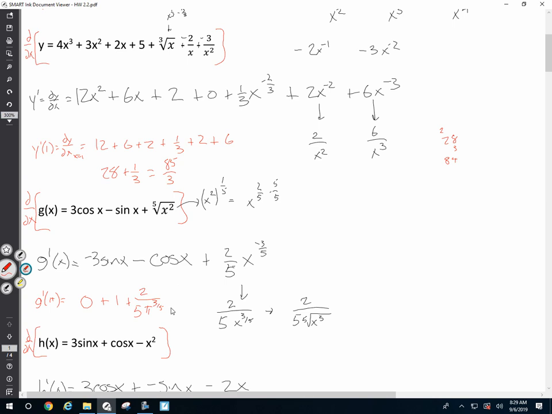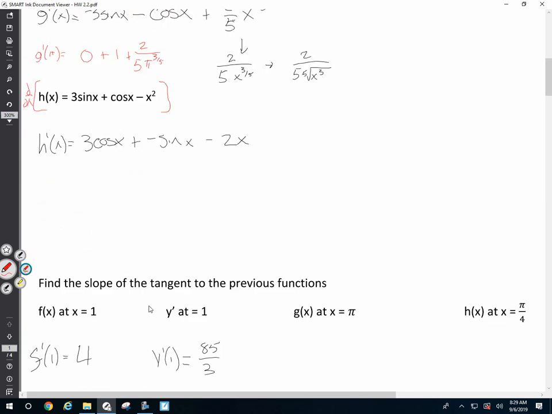Do I know what pi to the 3/5 is? No. Am I expected to know it? No. What am I going to do then? Don't worry. Sometimes you're going to have crazy looking answers, but they're still correct. 1 plus 2 over 5 pi to the 3/5 is perfect.